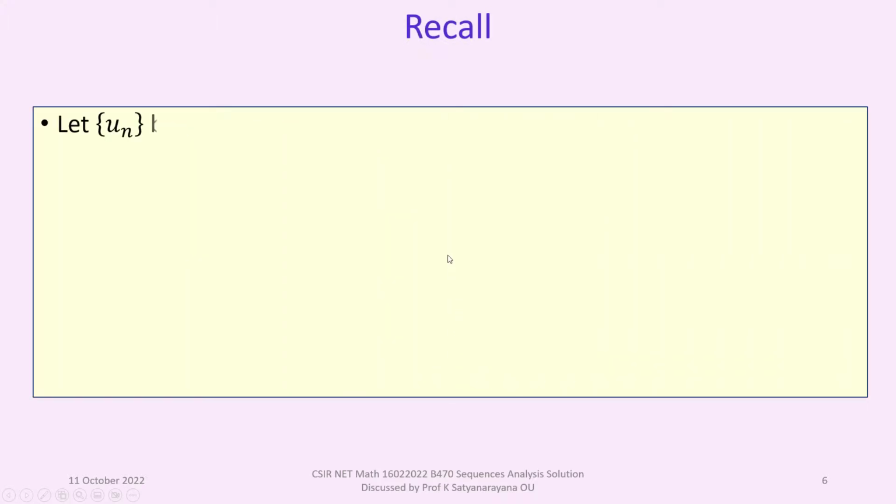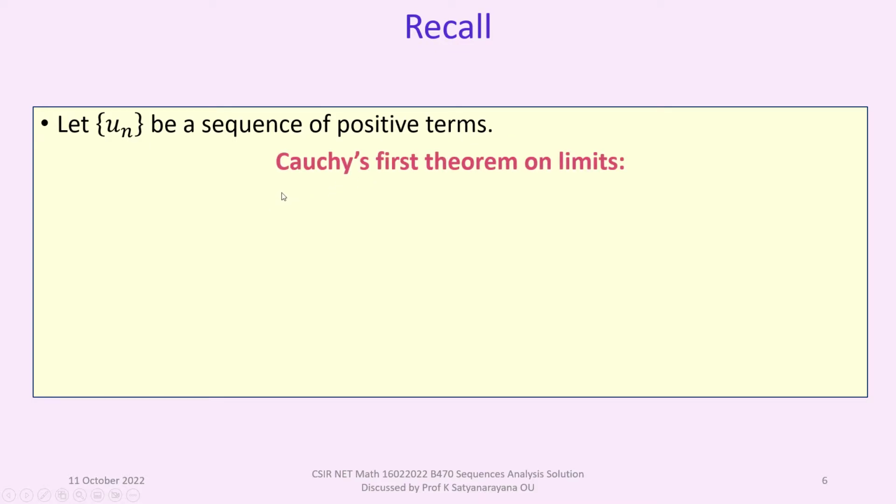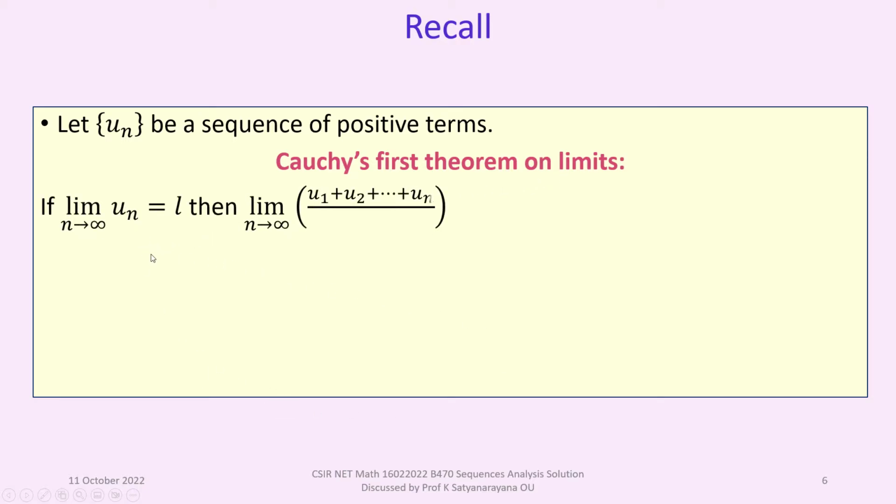Before getting into the discussion of the problem and its solution, we recall, let un be a sequence of positive terms. First, we recall Cauchy's first theorem on limits. If limit n tends to infinity un is L, then limit n tends to infinity of (u1 plus u2 plus so on so forth plus un) by n is also equal to L.